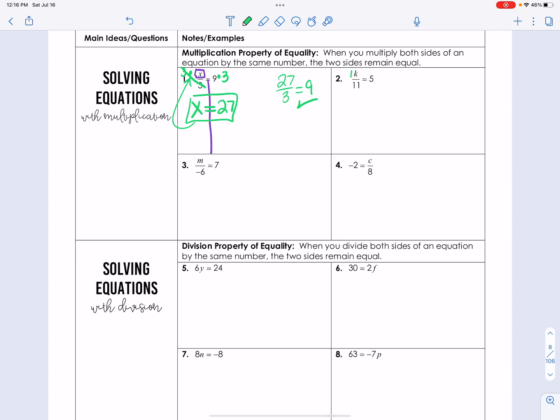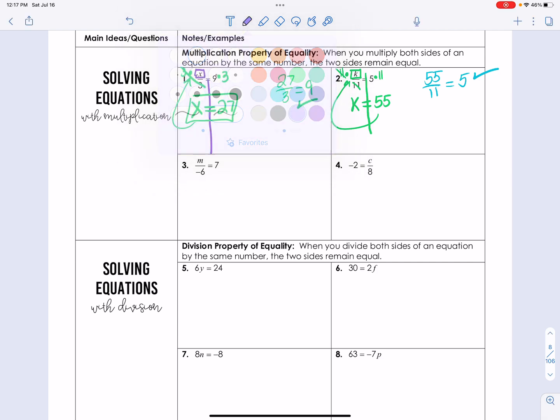So on the next one, you're boxing the k. What's happening to the k? You're dividing by 11. What's the opposite operation of dividing by 11? Multiply by 11, because then these 11s cancel. 11 divided by 11 is 1, and this side is 55. And now I can check it. When I plug it in there, I would have 55 divided by 11. Is that 5? Check. That checked.